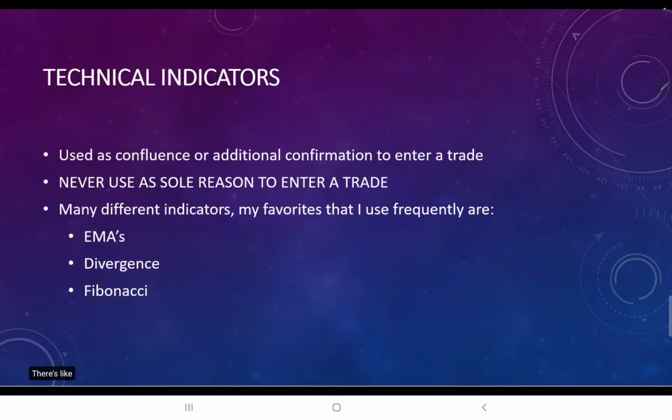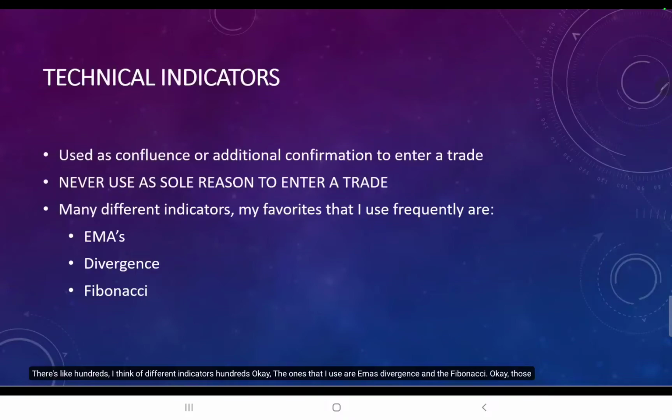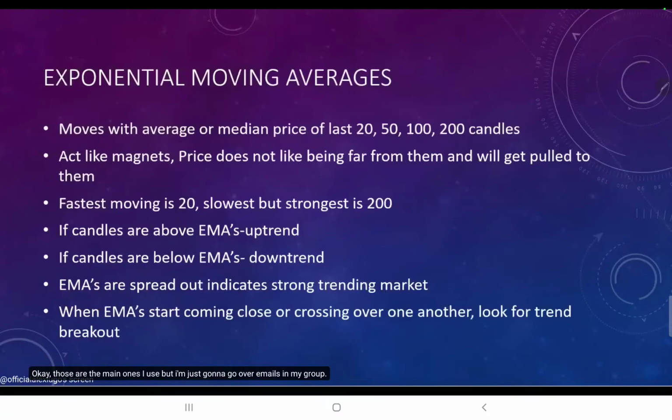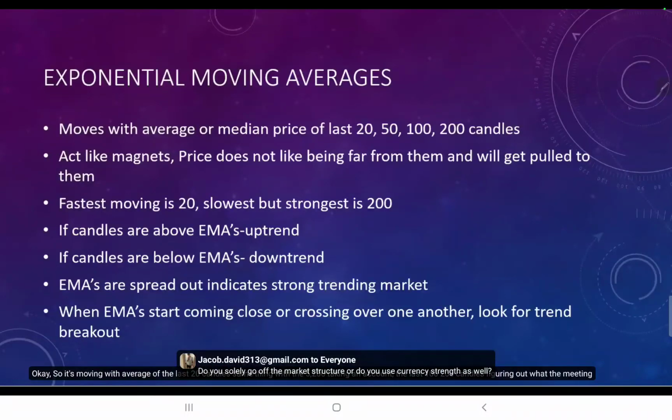Okay, there's like hundreds, I think, of different indicators, hundreds. Okay, the ones that I use are EMAs, divergence, and the Fibonacci. Those are the main ones I use, but I'm just going to go over EMAs and divergence. I'll do fibs maybe next week. All right, so EMAs are exponential moving averages. It moves with the average or median price of the last however many candles on that EMA. So the 20 EMA is taking into account the last 20 candles, dividing that price by 20, and then giving you that average number. Okay, so it's moving with the average of the last 20 candles. Same thing with the 50, 100, 200, taking into account the last 100, 200 candles, figuring out what the median is, and then moving it like that.